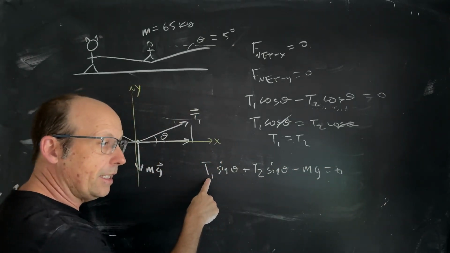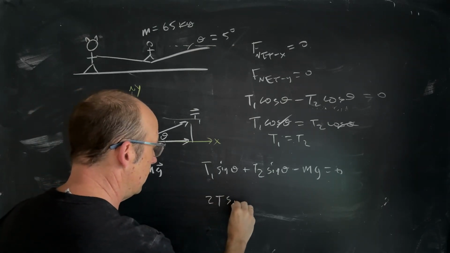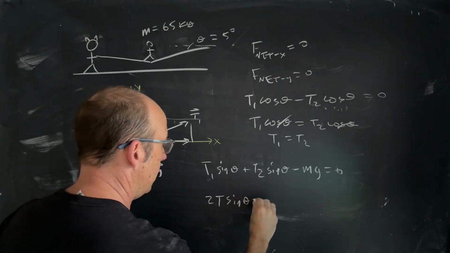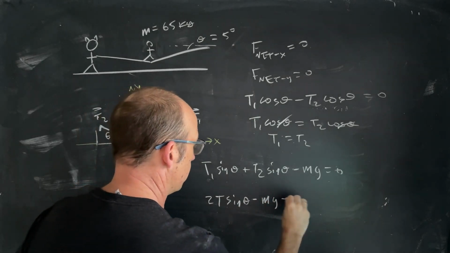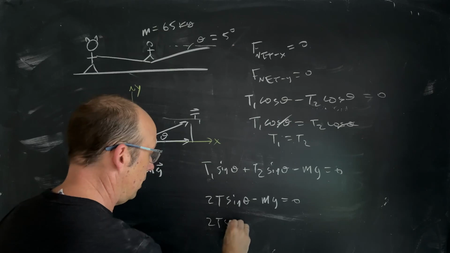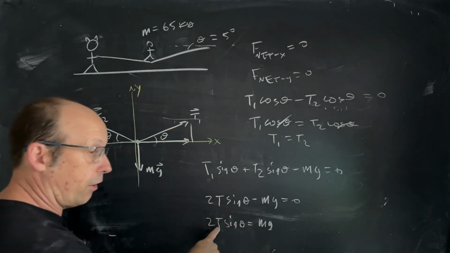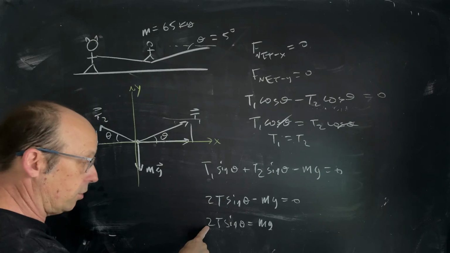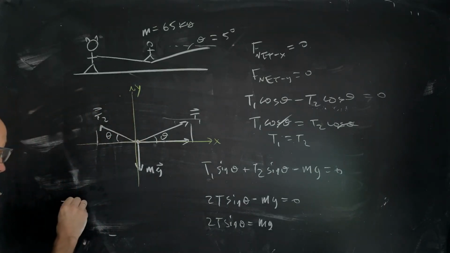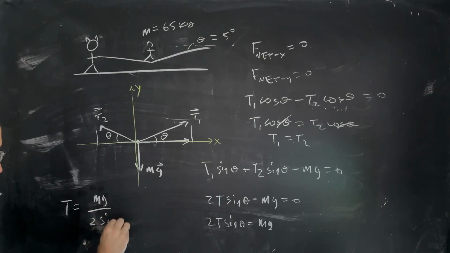So T1 and T2 are the same, so I'm just going to call them T. So I get 2T sine theta minus mg equals 0. I'm going to add mg to both sides. 2T sine theta is mg. Now I want to solve for the tension, so I'm going to divide by 2 sine theta, and I get T equals mg over 2 sine theta.